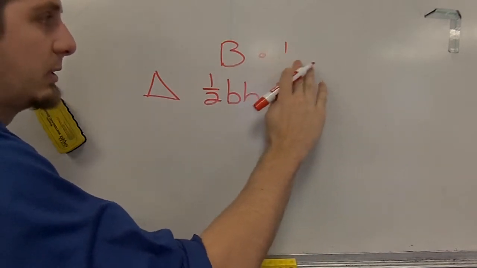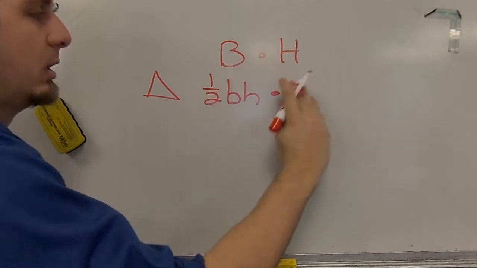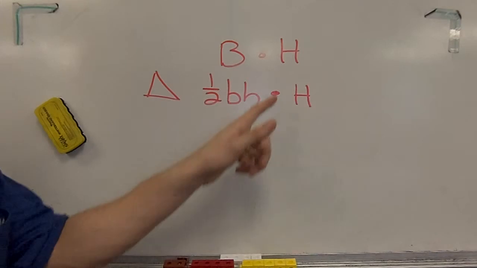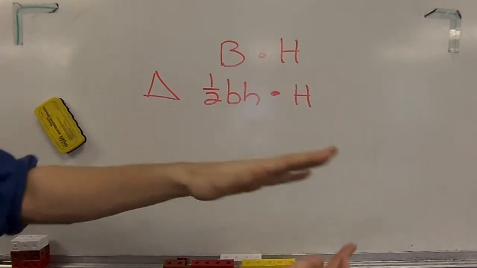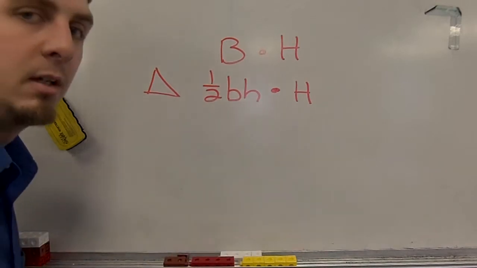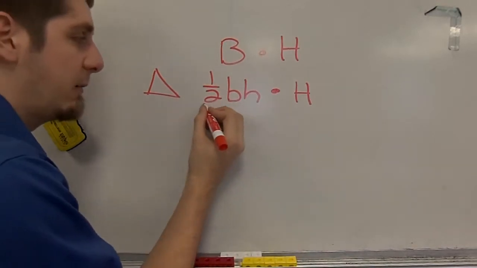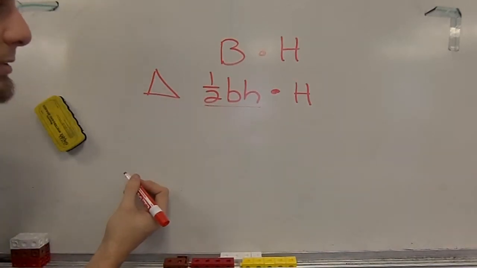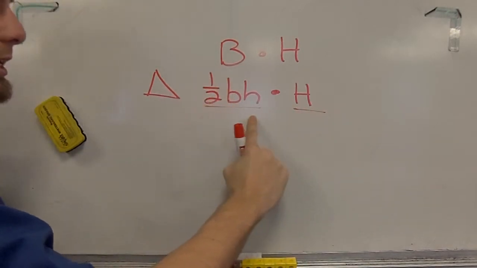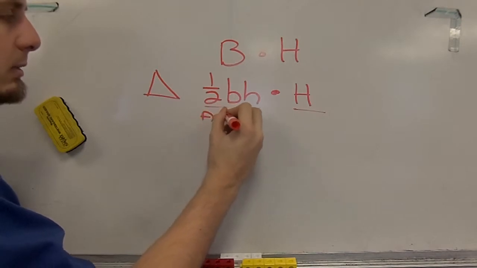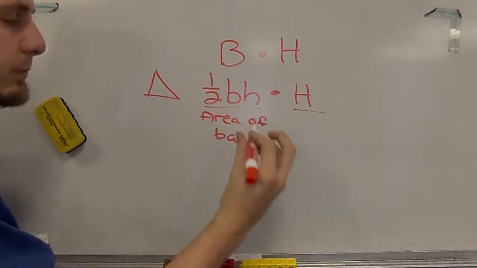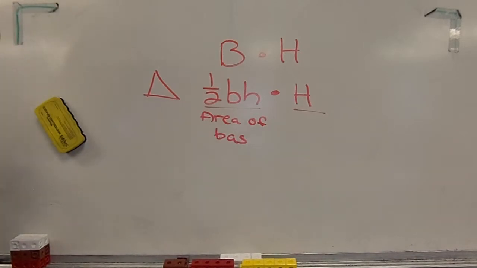So I should actually make this a capital H. So we're going to make this a capital H. Capital H will represent the height of the prism. This lowercase h represents the height of my base. So this is the area formula for the triangular base. This is the height of the prism. So area of the base is right here. This is the area of my base for a triangular prism.